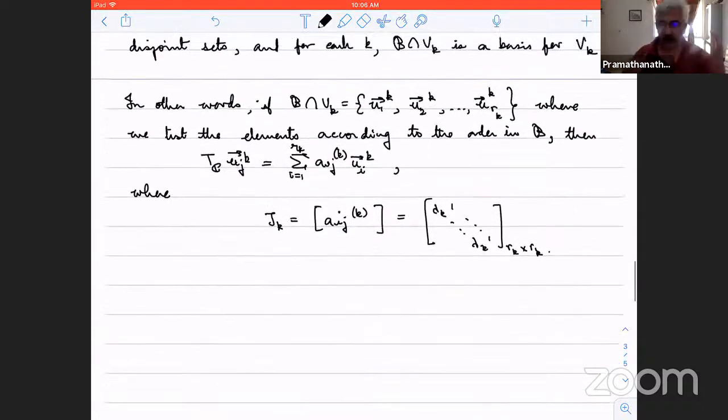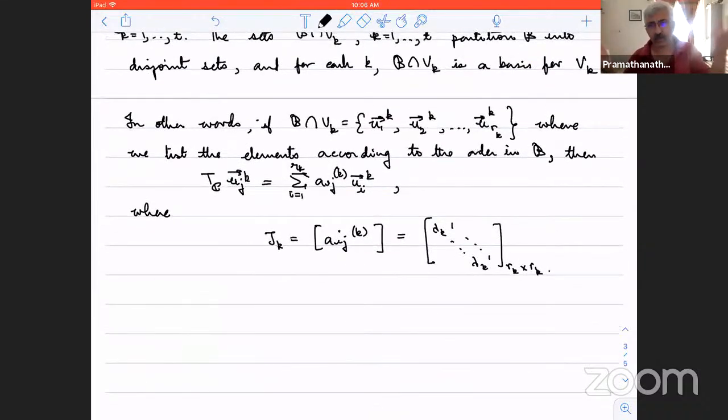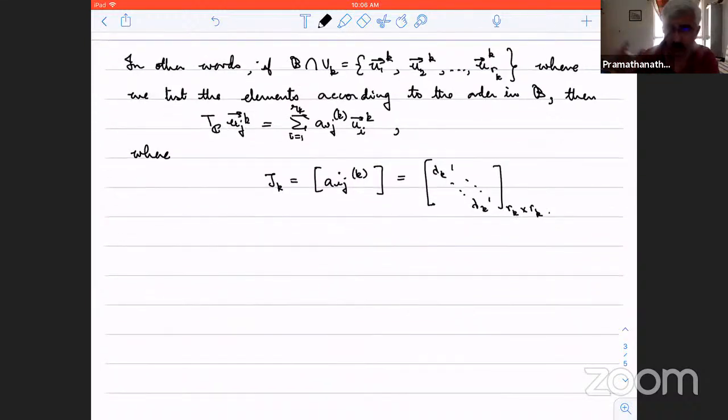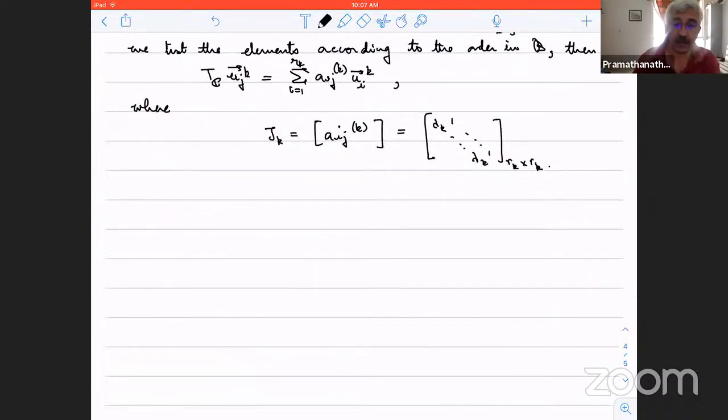So this is just matrix theory. There's nothing new I'm saying, because this is by definition of a matrix of a linear transformation. So this is how it looks. Moreover, and this answers again Rishi Raja's earlier question, what does V_k look like? It's a space generated by U_1 through U_rk.